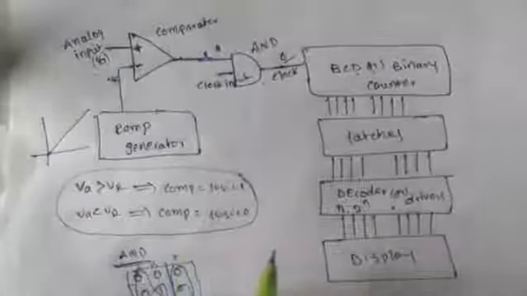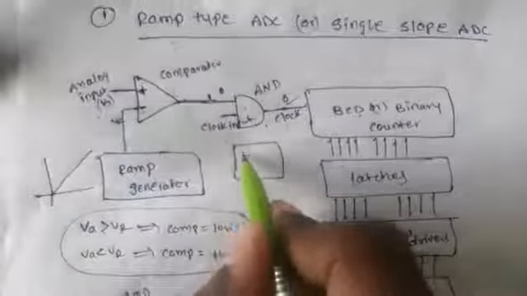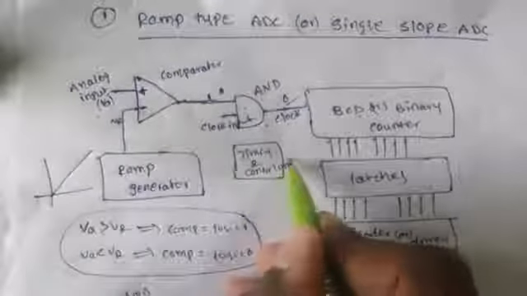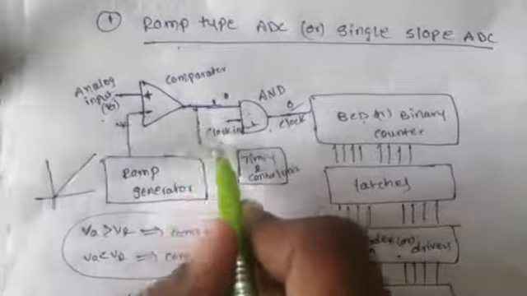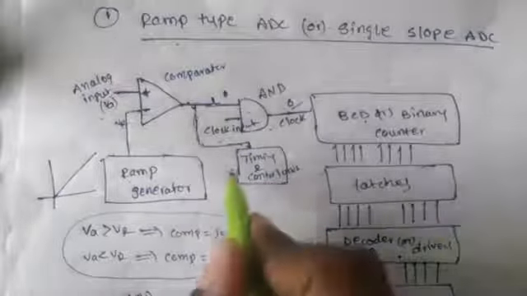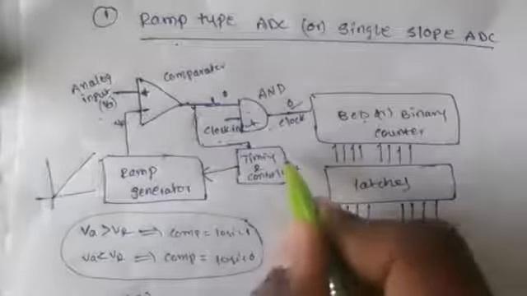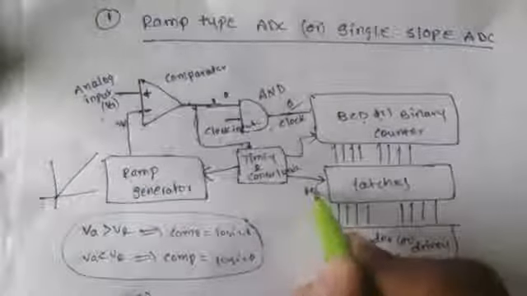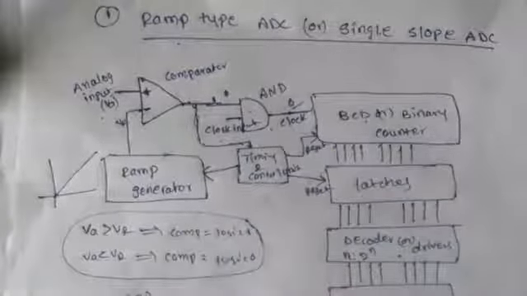To control this circuit, we have to take one timing and control unit. The output of this comparator will be connected to the timing and control unit. This timing and control unit controls the ramp generator circuit, and it also resets the binary counter as well as the latches. So it will reset this one, it will also reset this, and it will control the ramp generator.